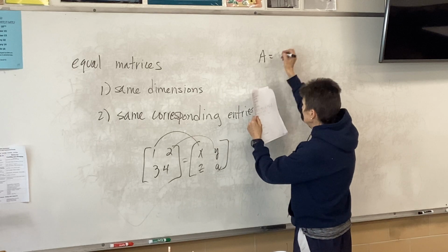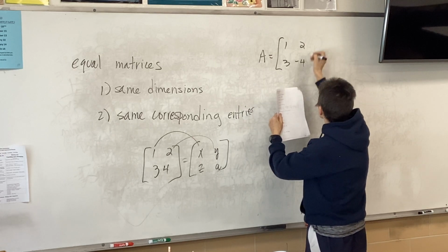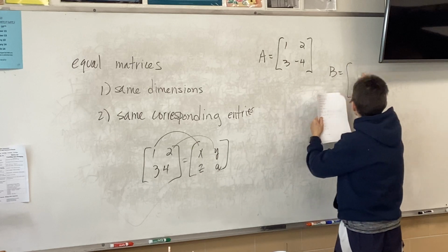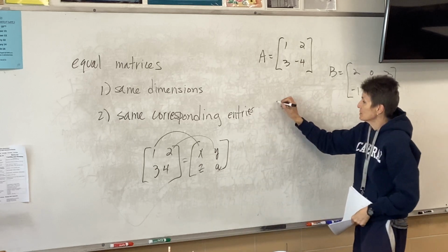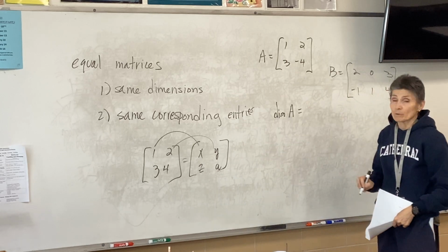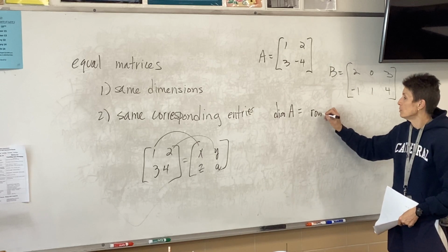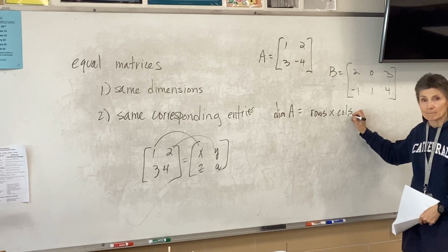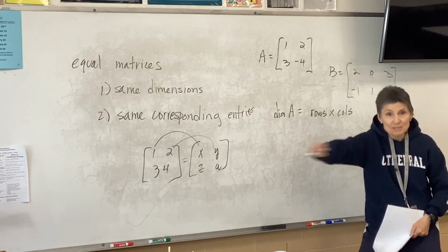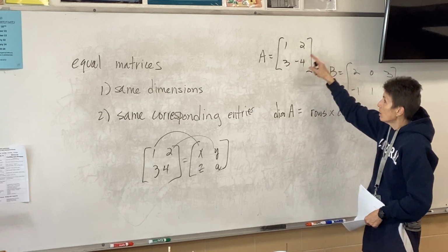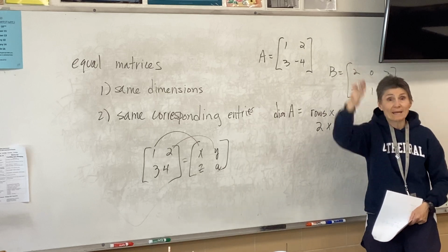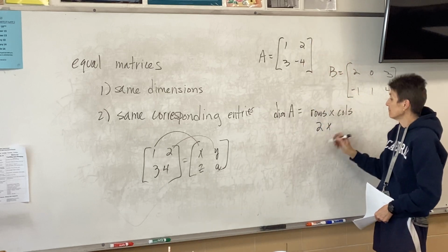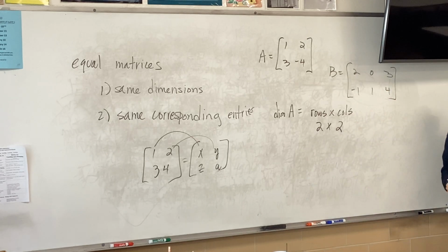Here's matrix A. And here's matrix B. And the first question says, what are the dimensions of A? Remember, dimensions are rows by columns. Rows are bleachers, sideways. So how many rows does A have? 2. How many columns are up and down, like the White House? How many columns does A have? 2. A is a square matrix because it is 2 by 2.